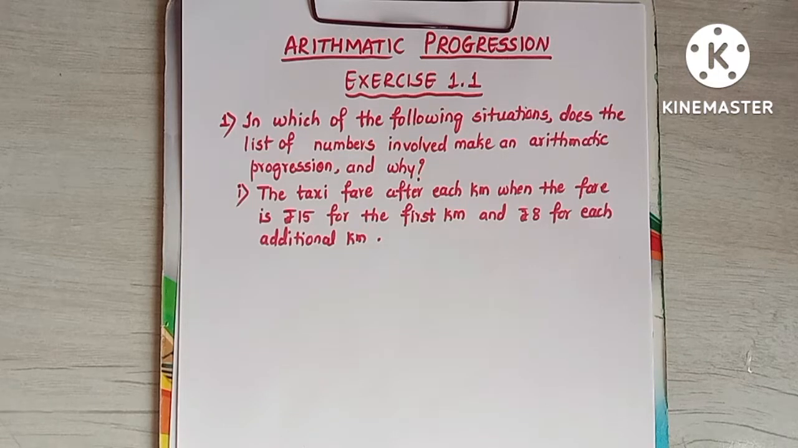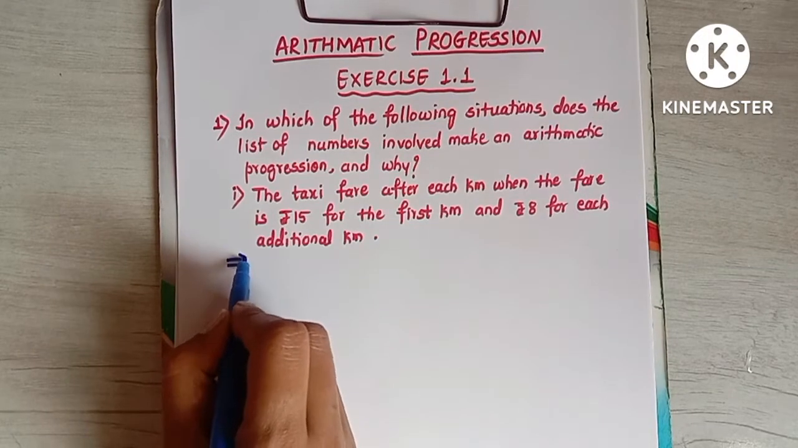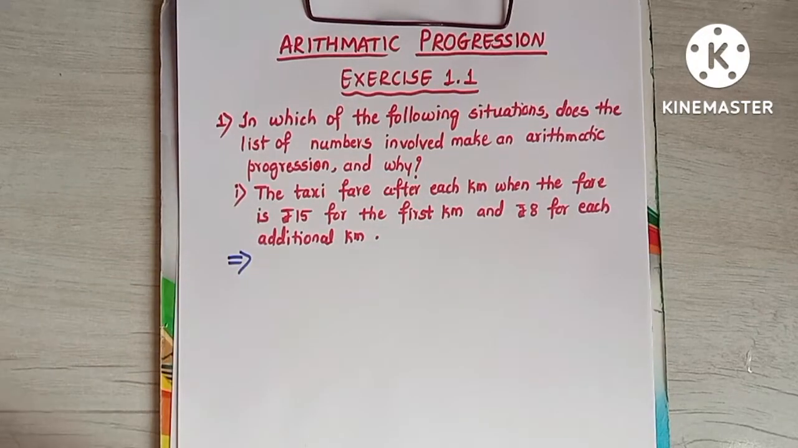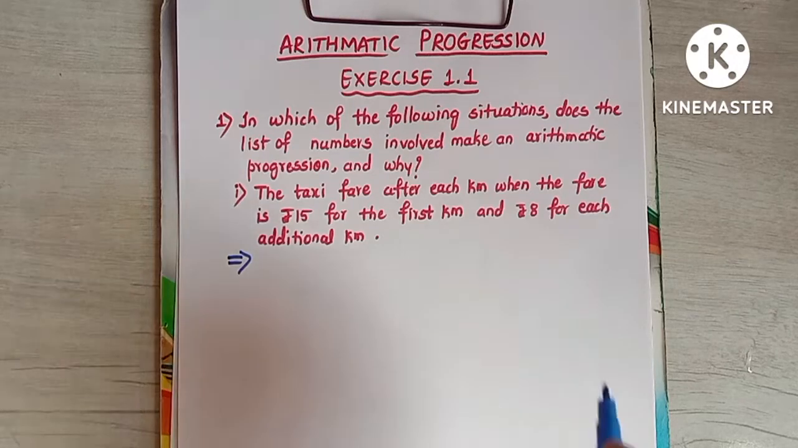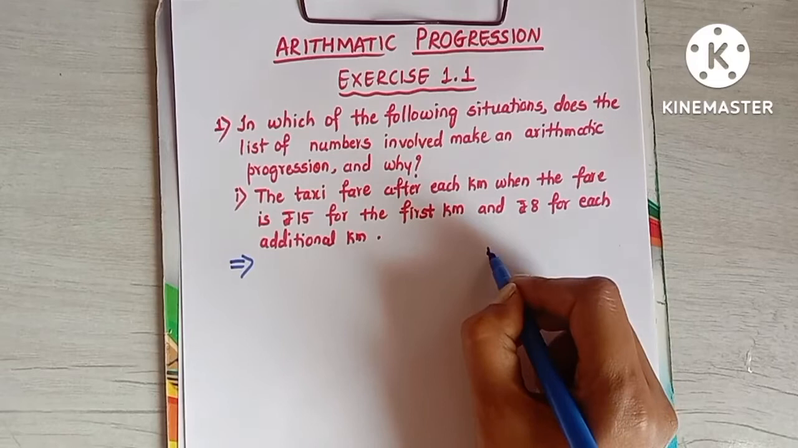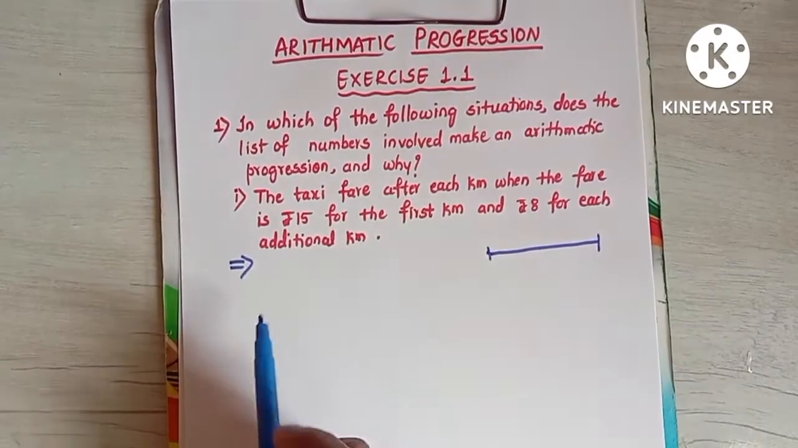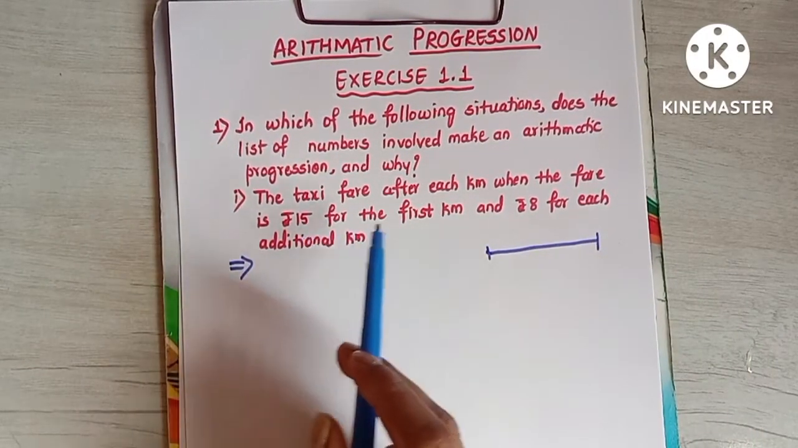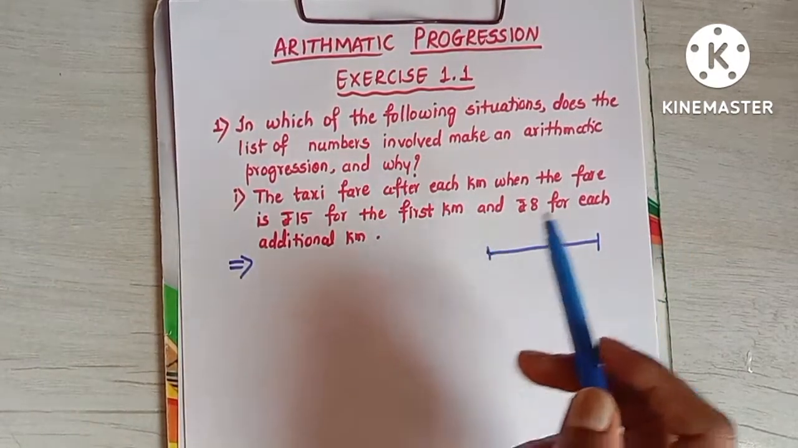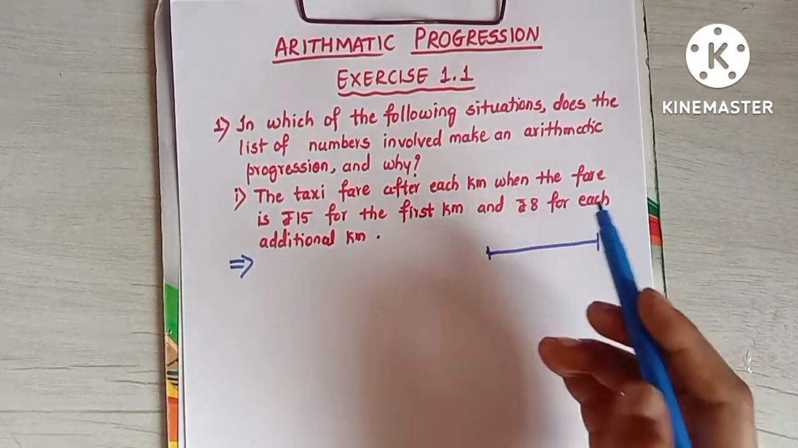So let us see the first question out of this first main. The taxi fare after each kilometer, when the fare is rupees 15 for the first kilometer and rupees 8 for each additional kilometer. So what is given in the question? A taxi fare is given. We have to find the taxi fare. So for the first kilometer, the taxi fare is rupees 15. And for the remaining additional kilometers, the taxi fare is rupees 8.